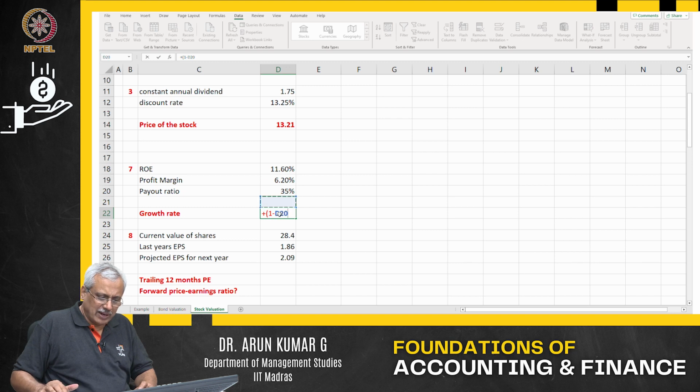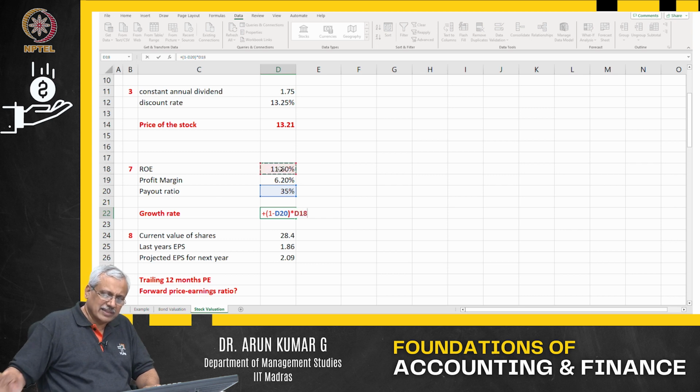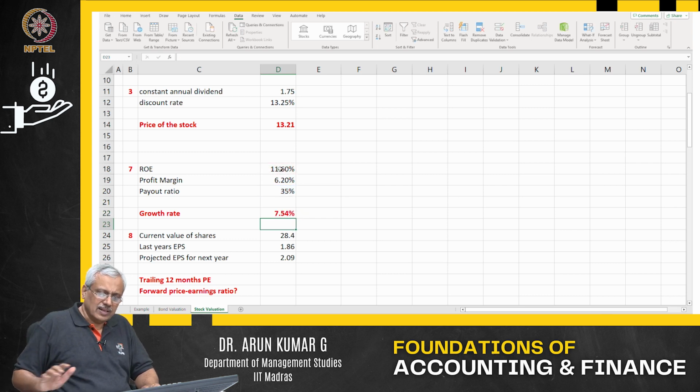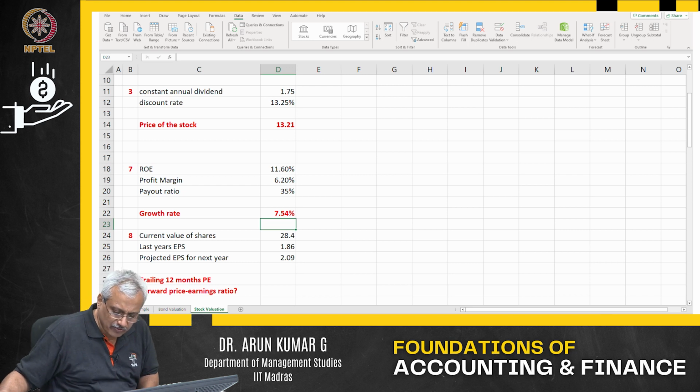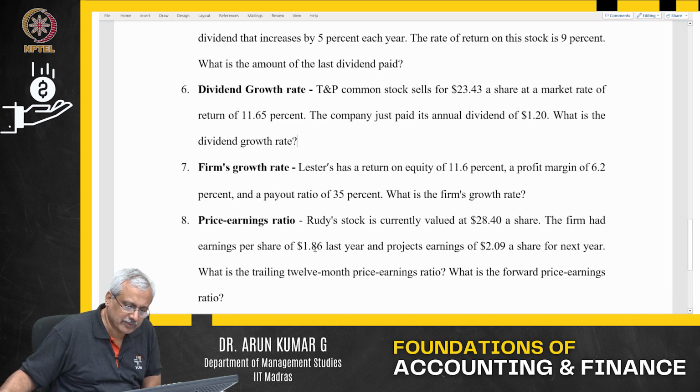Retention ratio is 1 minus the payout ratio out here. Multiplied by the return on equity, not the margin. That is going to give a growth rate of about 7.54%. The firm is going to grow at the rate of about 7.54%.